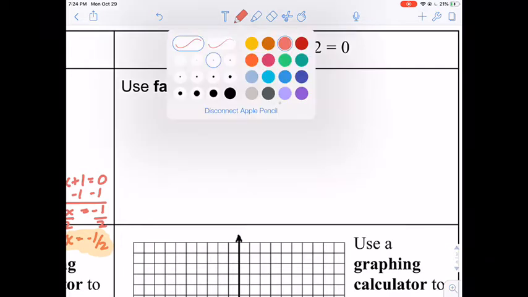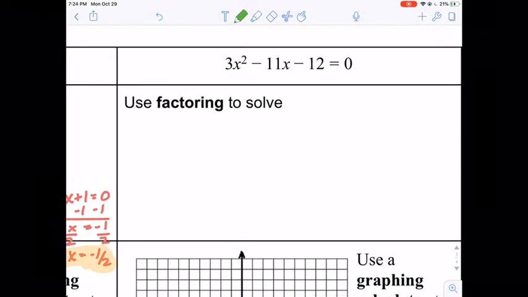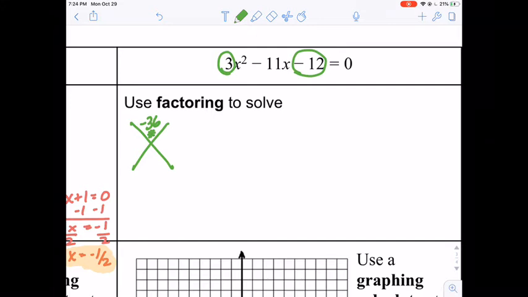In this one, I'm going to use this green color here. 3 times negative 12. So I'm looking for a number that multiplies to get negative 36 and adds to get negative 11. So I'm thinking of numbers that multiply to get 36. I've got 1 and 36. That's not close enough. 2 times 18. That's not close enough. 3 times 12. If I subtract, that would get 9, or add, get 15.